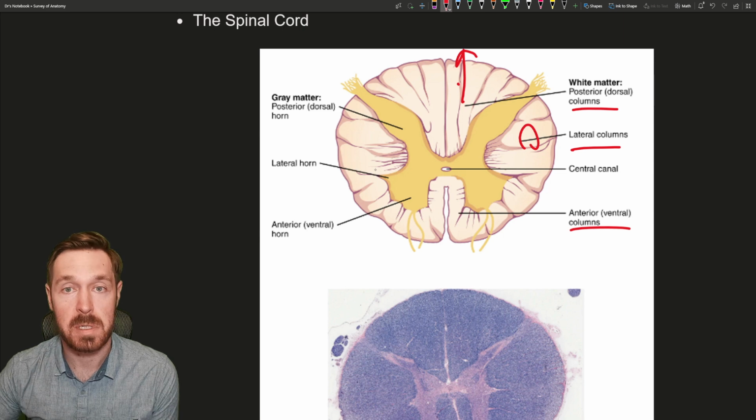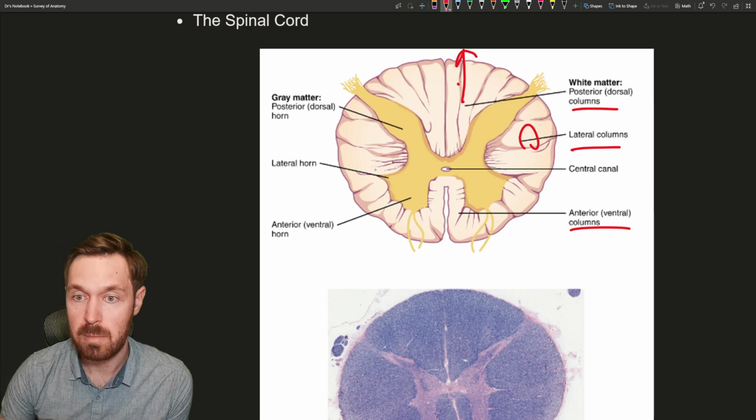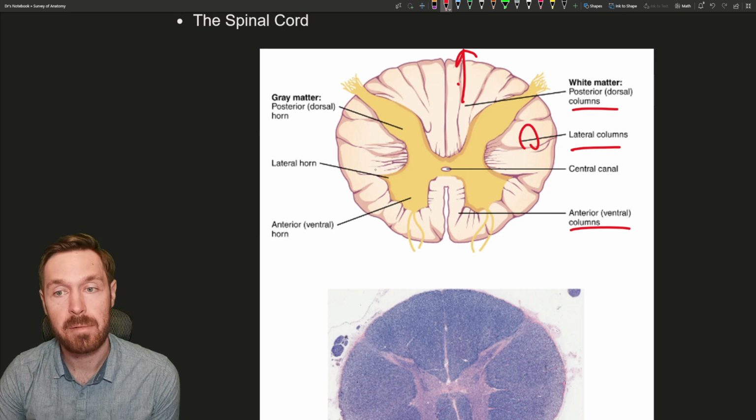So white matter is myelinated, meaning it's traveling a further distance. So more heavily myelinated means it's traveling further and faster.